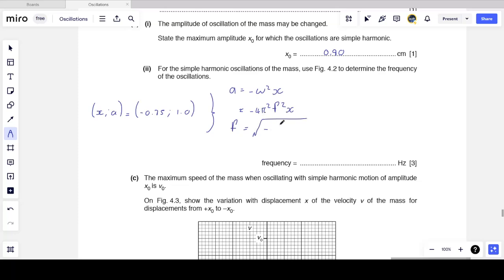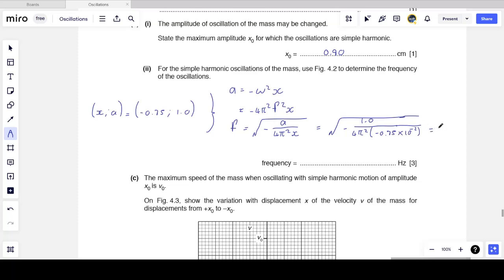Again, I like doing a lot of extra math. If you want to put your values in earlier, you can, but I feel this way just saves a bit more time in the long run. A over 4 pi squared x, and this is the square root of minus, acceleration is 1, divided by 4 pi squared, and the displacement is minus 0.75, converted to meters, times 10 to the minus 2.